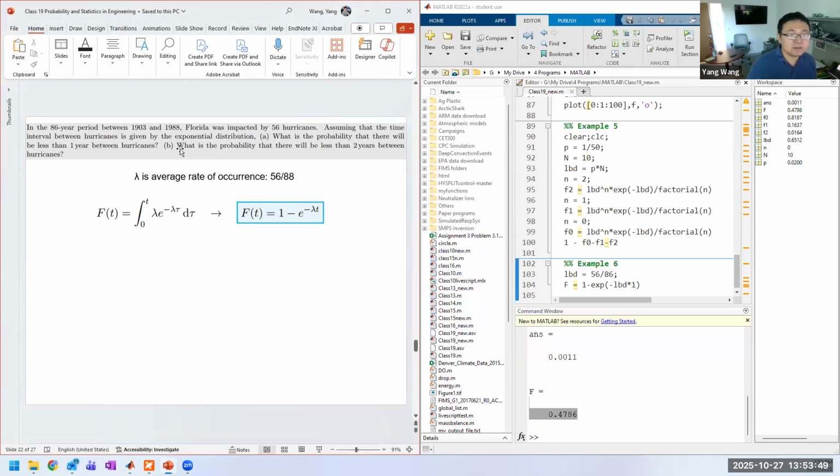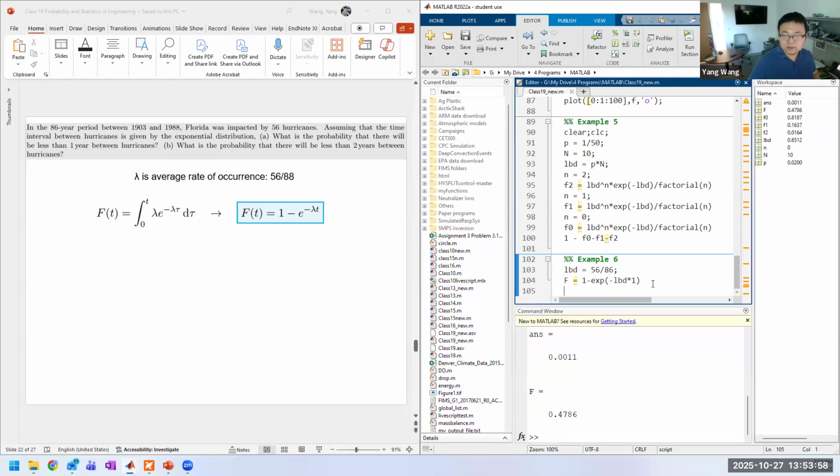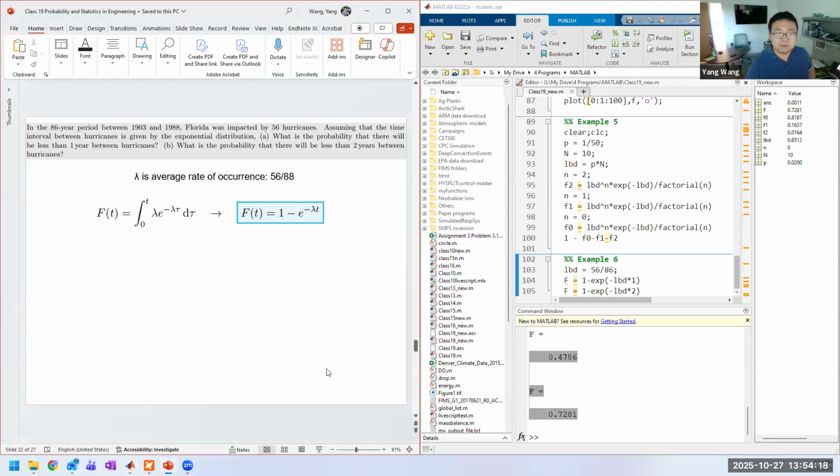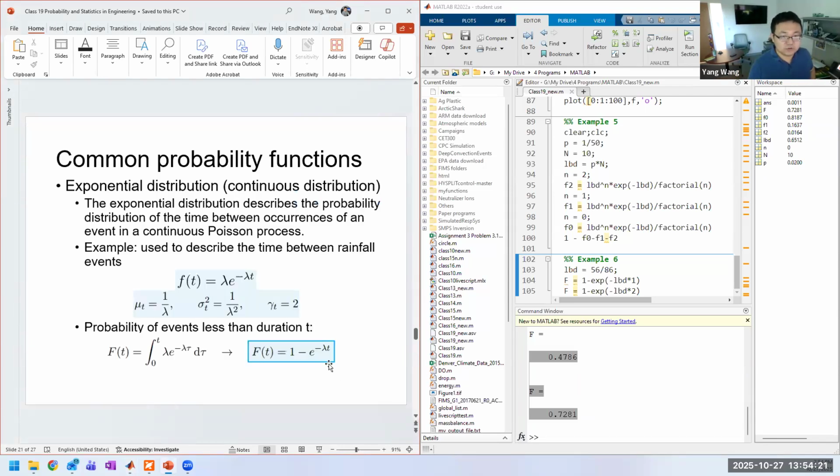Okay. Second, what is the probability that there will be less than 2 years between the hurricanes, right? So this is 1 year, and then you can easily calculate the probability of less than 2 years. You just replace 1 by 2, right? This is 73%, right? So basically, the probability that there will be less than 2 years between the hurricanes is going to be 73%. Right, so this is what we mentioned, the exponential distribution, right?